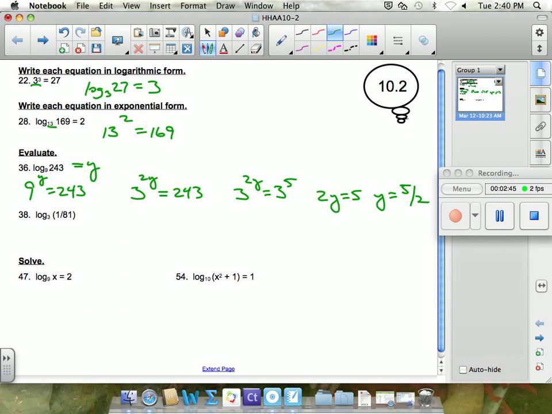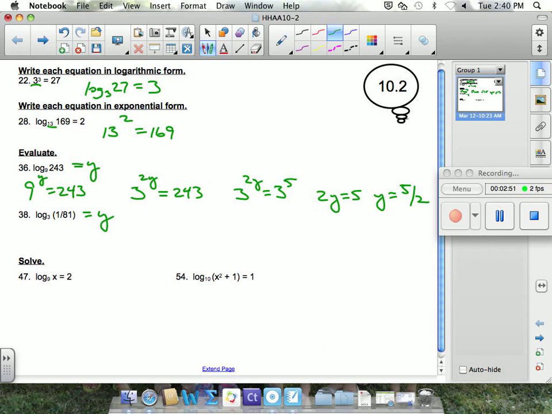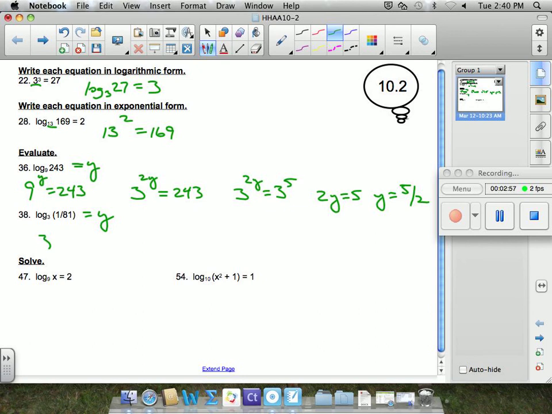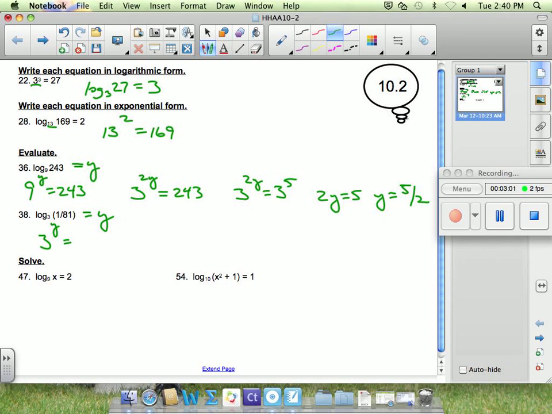Along the same line as number 38, log base 3 of 1 over 81 equals something. I need to figure out what the something is. Let's write it as an exponential. Base of the log is 3. Base of the exponential is 3. My power is unknown, and then it equals 1 over 81.